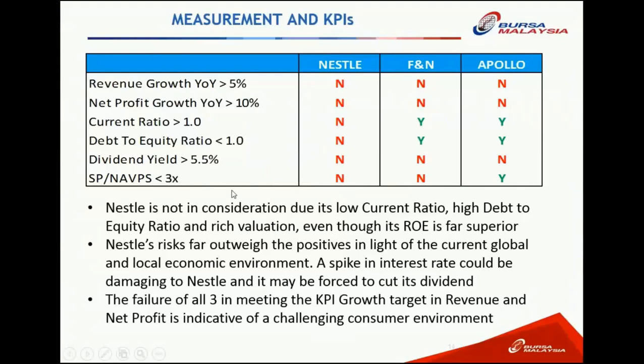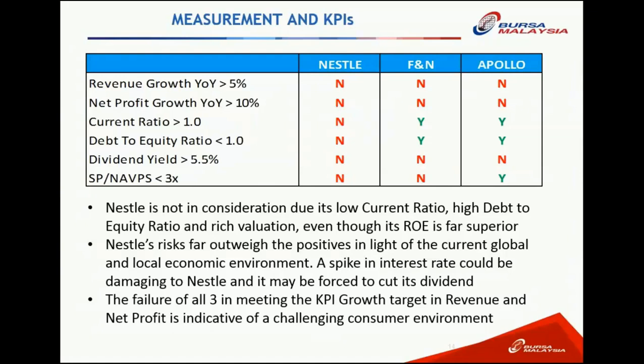If it's below 3 times, it doesn't immediately mean that it is undervalued. Why I say 3 times is because for my own measurement, if the stock is 3 times its net asset value per share, then I may not be interested to buy it at all, because why should I pay 3 times its net asset value?